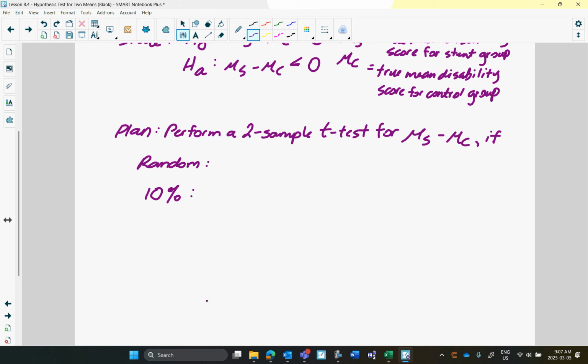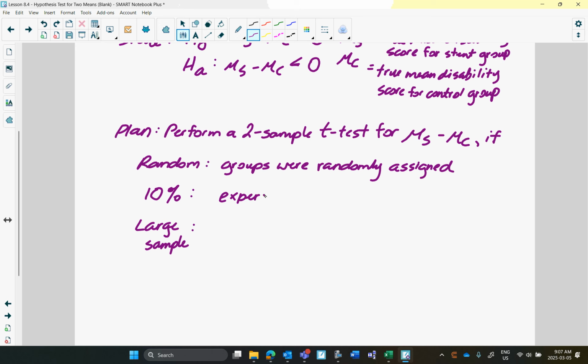and what was the last one? For means? Large sample. What was it for proportions? Right. So random: groups were randomly assigned, said that right at the beginning. Experiments, we don't need to verify the 10% condition.